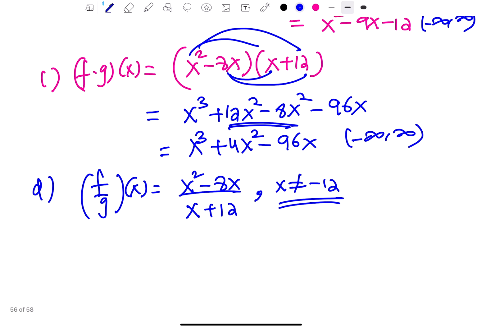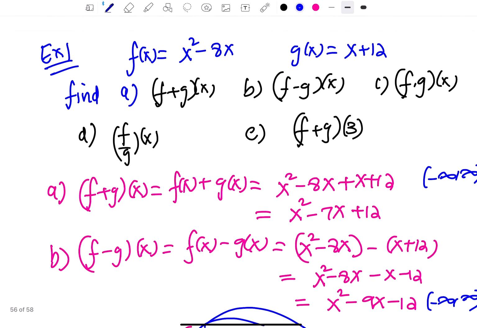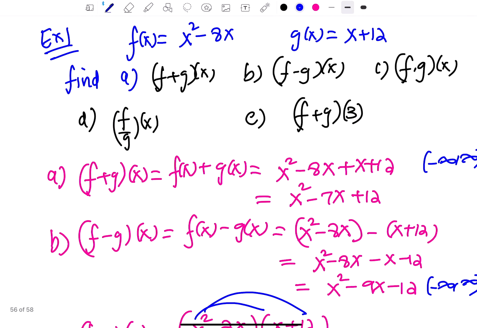That's all for adding, subtracting, multiplying, dividing the functions. We add, subtract, multiply, divide just like the way we do to polynomials. Now for part E, we can actually do it in two different ways.